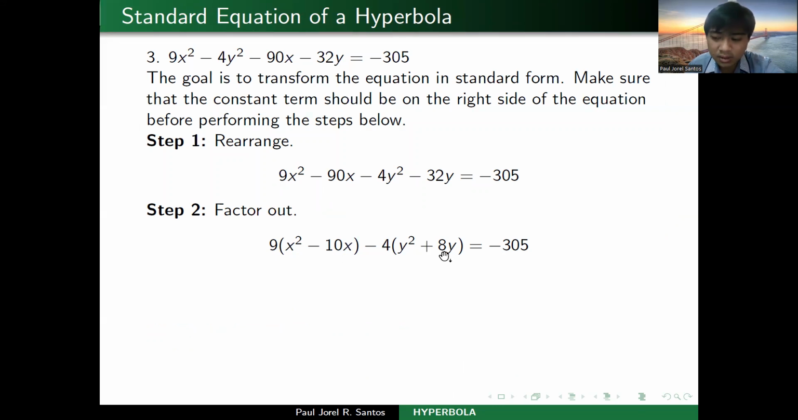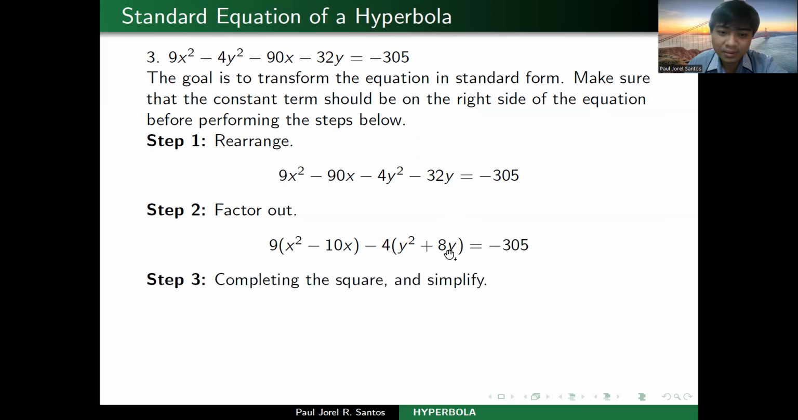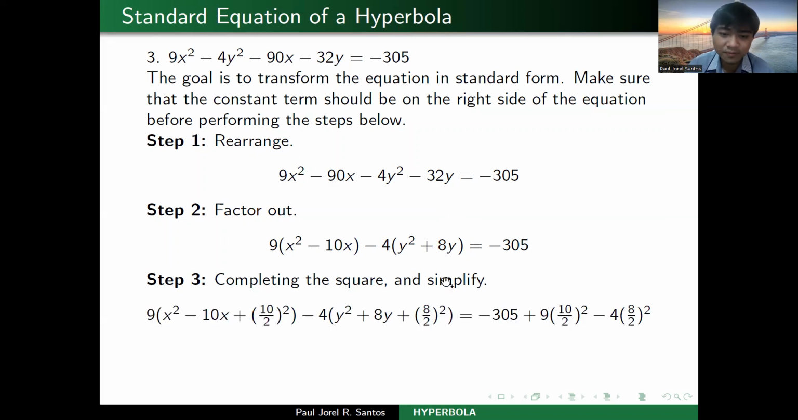Why did it become plus? Because negative 32y divided by negative 4 is positive, so we have plus 8y equals negative 305. This process is similar to what we do in transforming a general equation of an ellipse to its standard equation. Now let us perform completing the square, and then we simplify.